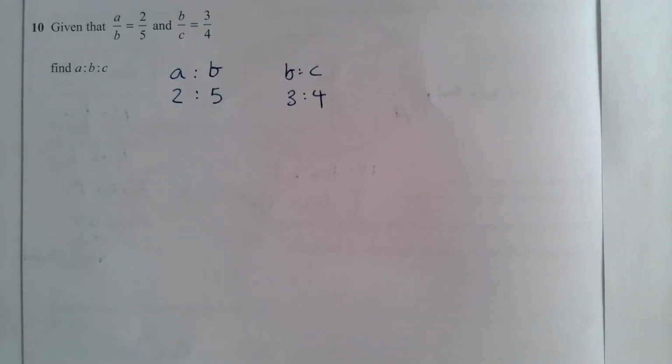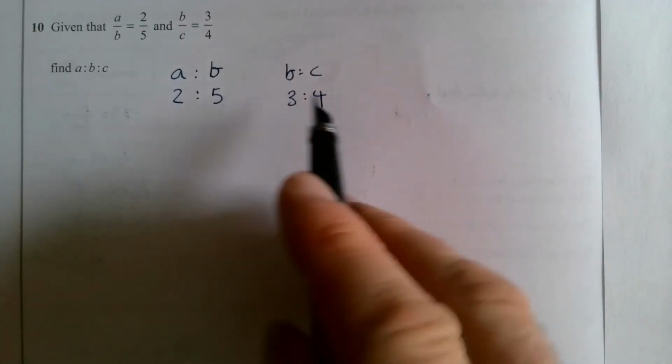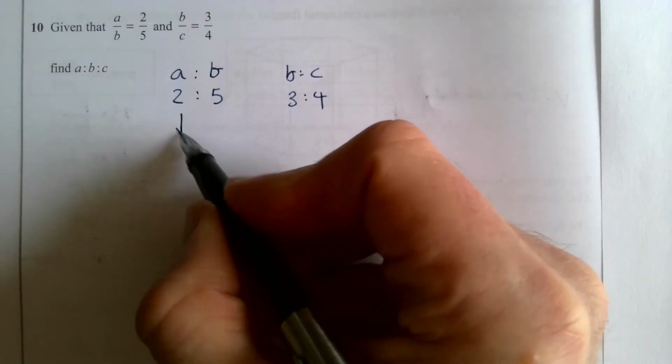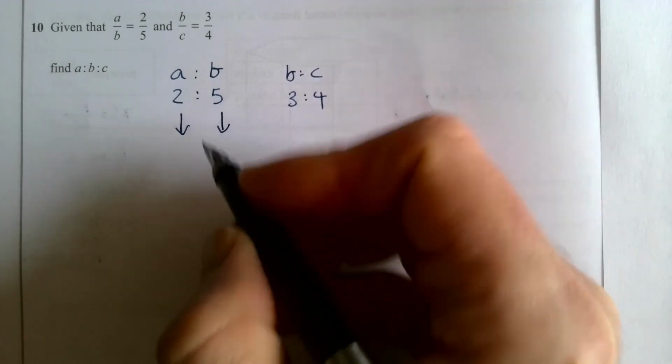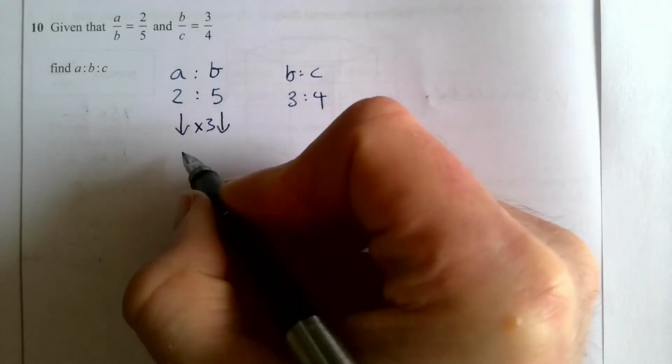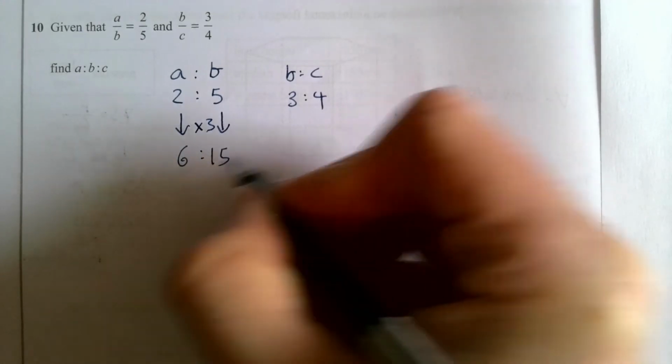And now what we need, so that we can talk about a and c together, is we need those b numbers to be the same. Now you can do what you like with ratios in terms of multiplying or dividing, as long as you do both sides by the same number. So I'm going to times both by 3 to get 6 to 15.